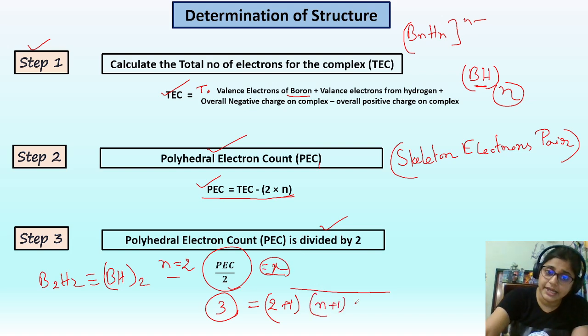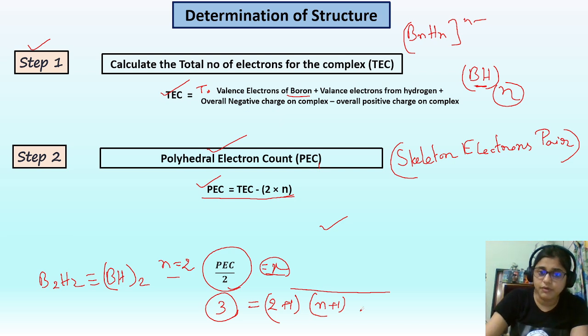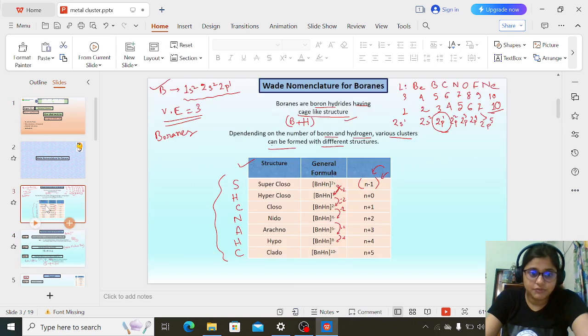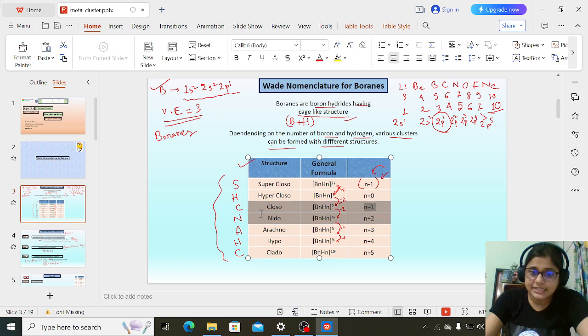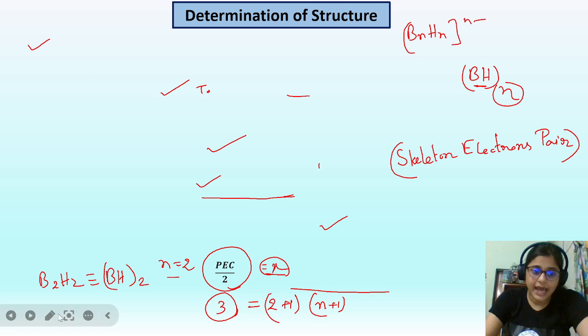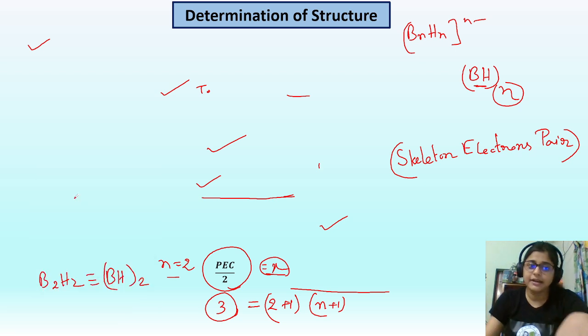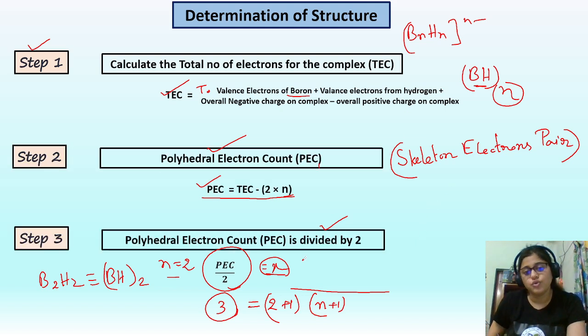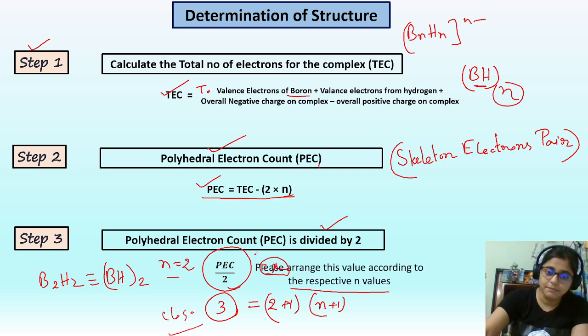So go back to the table again. So if it is N plus 1, that means this N plus 1 means closo, right? You can see in the table, this is closo. So it will be the closo structure. So the answer will be, when you are asked what will be the structure of the cluster, this will be actually the closo. Okay. So let's take the example.